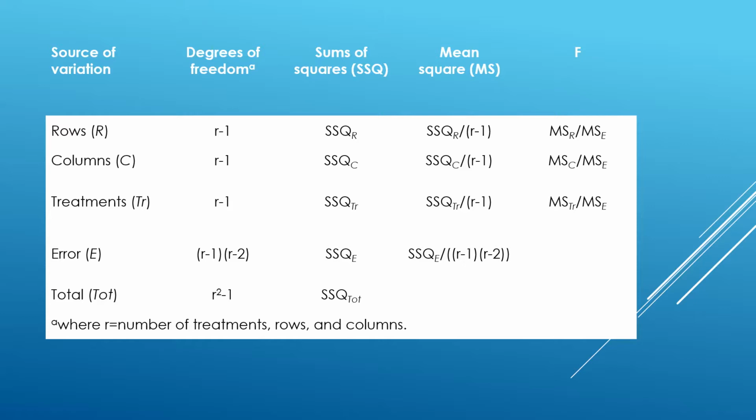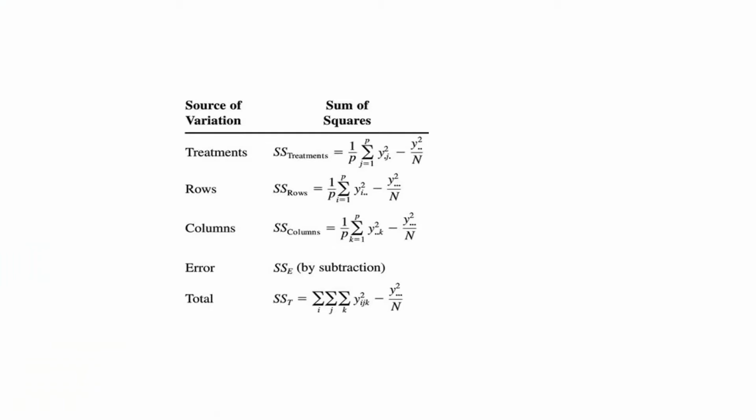The mean square for the rows would be the sum of squares for the rows divided by r minus 1. For the columns, it would be the sum of squares of the columns divided by r minus 1. Treatments would be the same, with r minus 1. But for the error, you do the sum of squares error divided by r minus 1 times r minus 2. For the F statistic, you would do the mean square of the rows divided by the mean square of error, and so on for columns and treatments the same way. When you're looking at the sum of squares, you would use all these different equations for the treatments, rows, columns, error, and the total.